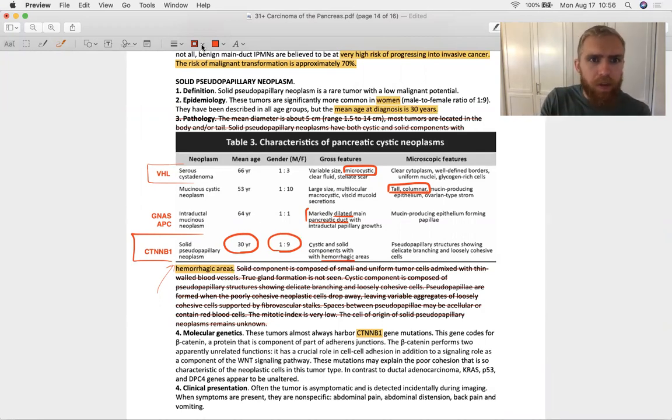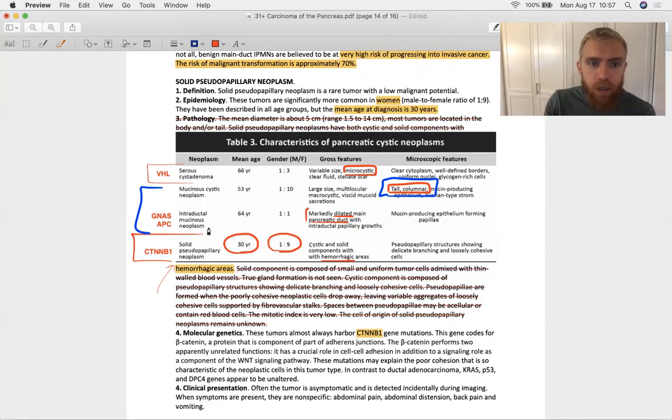And then we're left with these 2 tumors in the middle that are fairly similar to each other in their appearance grossly. They're both going to be multilocular and macrocystic with mucoid secretions. So how do you tell them apart? Well, histologically, this mucinous cystic neoplasm is going to have tall columnar cells, and this intraductal is typically going to have just a normal cuboidal epithelium.